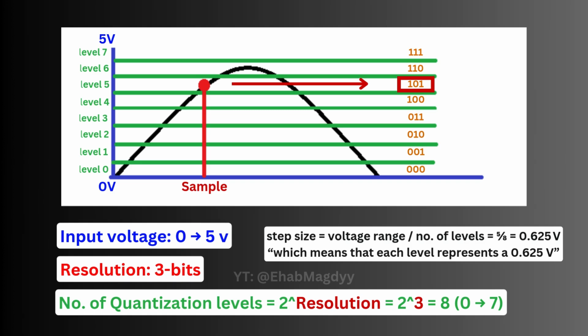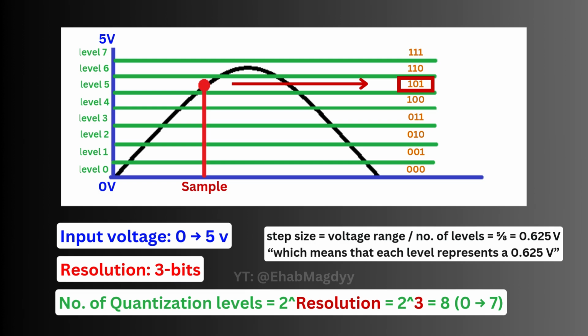In this example, our analog signal ranges from 0 to 5 volts. Because we use a 3-bit resolution, there are 2 to the power 3, which equals 8 quantization levels, labeled from 0 through 7. Each level is mapped to a 3-bit binary code, from 000 up to 111. Our sample of the signal lands on the 5th quantization level. So, it's assigned to code 101 in binary, which is 5 in decimal. The microcontroller then interprets 101 as the digital representation of that analog voltage it sampled.